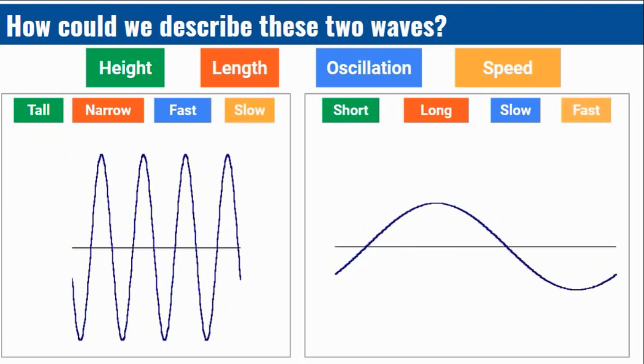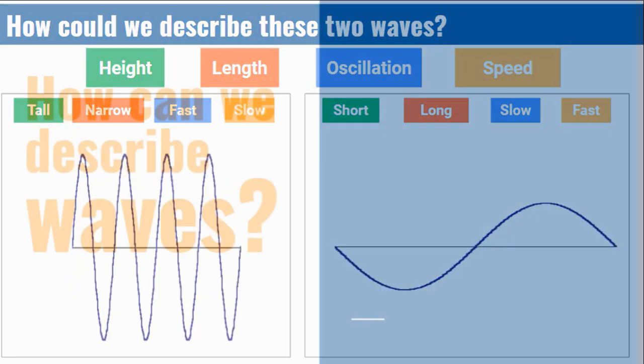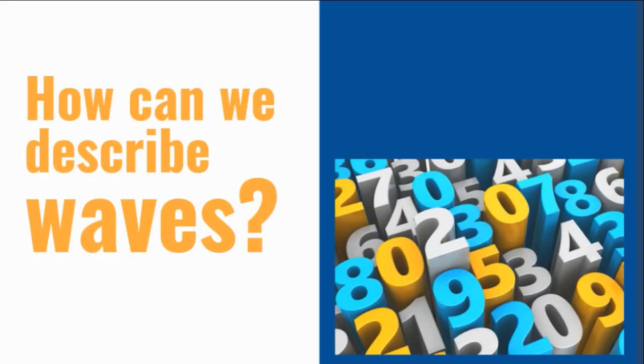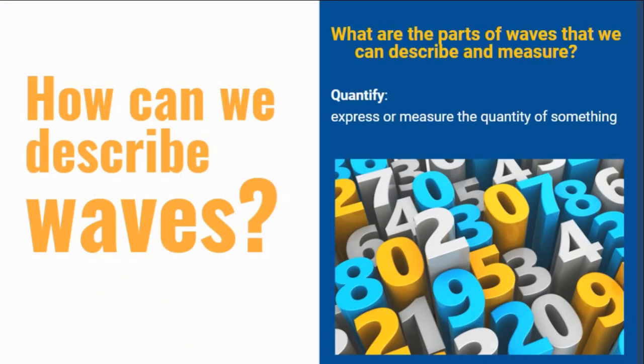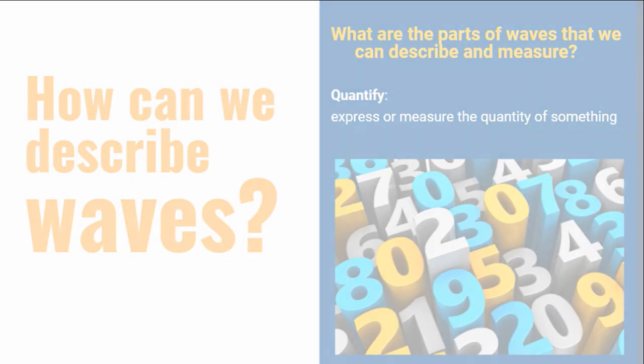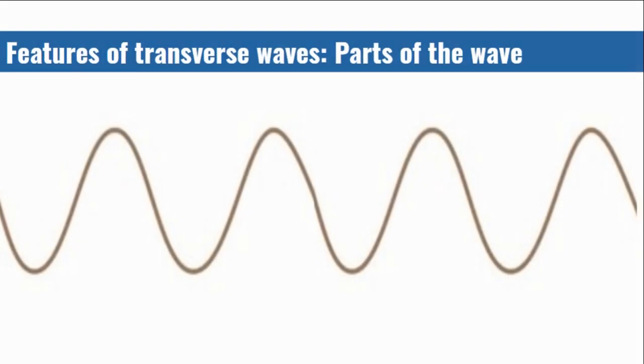These descriptions are accurate, but as scientists, we need to be able to measure and put a numerical value to the things that we study. They need to be quantitative rather than qualitative. So let's start going through some of these features of waves.